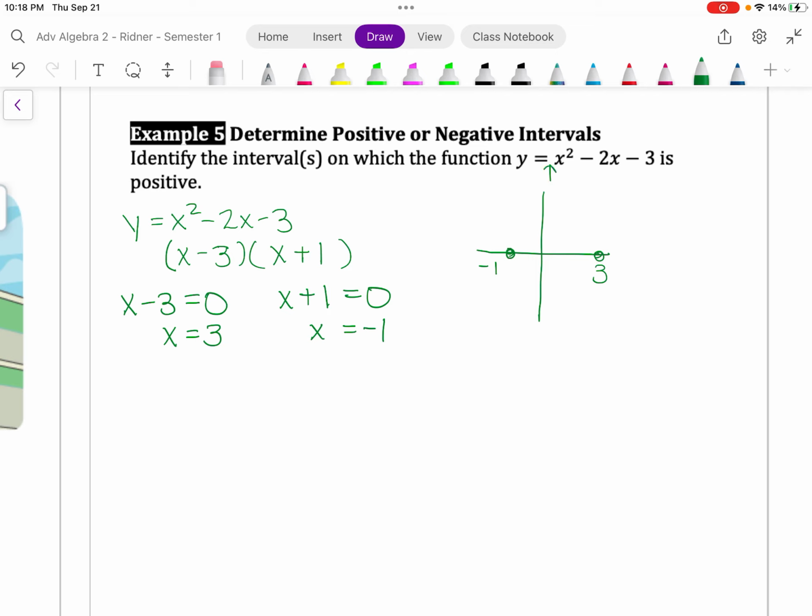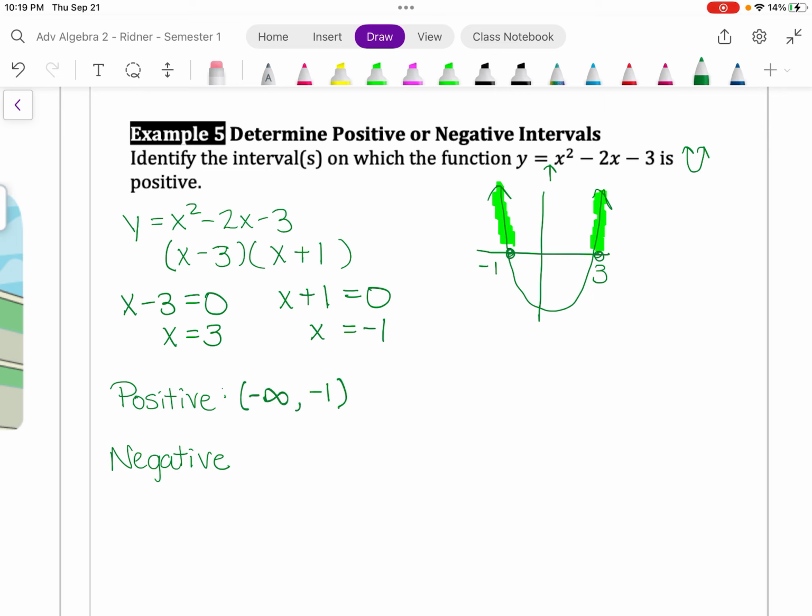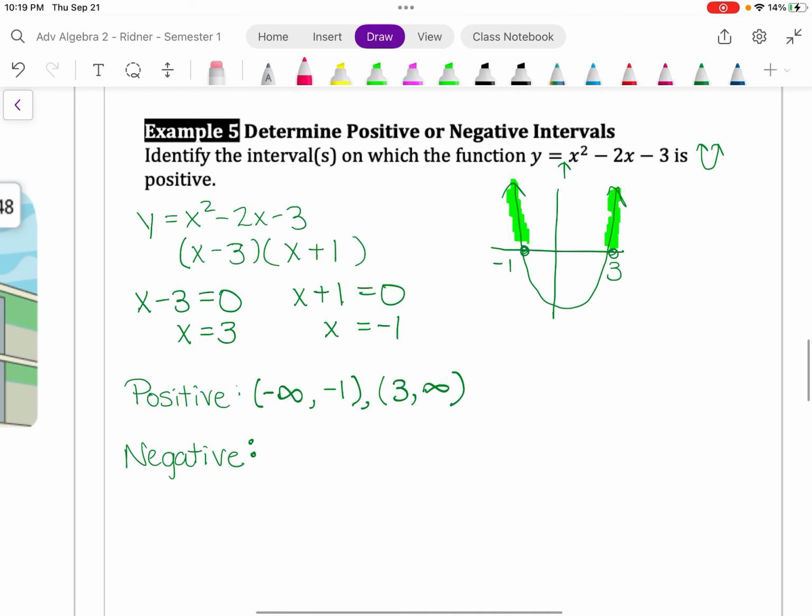We also know that this parabola faces upwards with a minimum because the number in front, or what we call A, is positive. Now it's easy to identify that interval. We're going to have a positive and negative. So positive is above the x-axis. That is negative infinity to -1 and 3 to infinity. Whereas negative is below the x-axis, and that happens between here, which happens to be from -1 to 3.